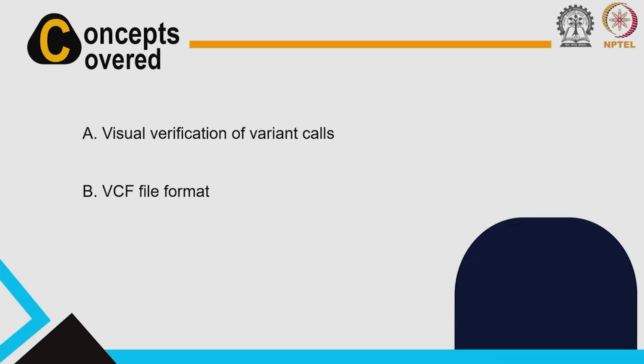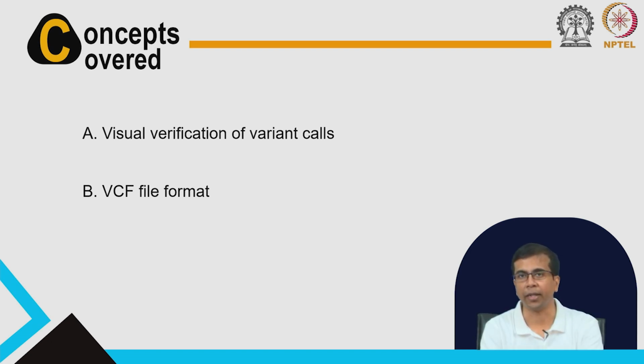In this class I will just summarize what we did in the last class in the hands on, and then we will talk about visual verification of the variant calls. We can verify whether the variant calls are actually correct visually through looking at the alignment. There are tools for that, and then we will talk about the VCF file format.